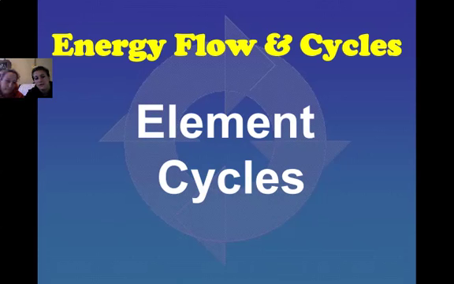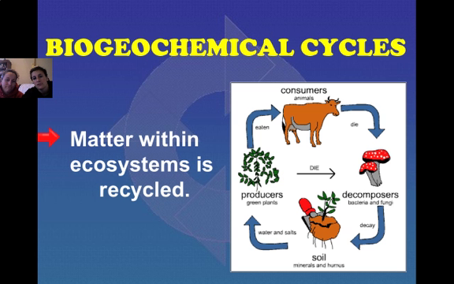All right, guys, this is our fourth podcast in the ecology unit. We're going to talk about energy flow through different cycles. Now, these are different element cycles. We're going to talk about the water cycle, carbon cycle, nitrogen, sulfur, phosphorus. I think that's about it. Okay, so these are going to be biogeochemical cycles.